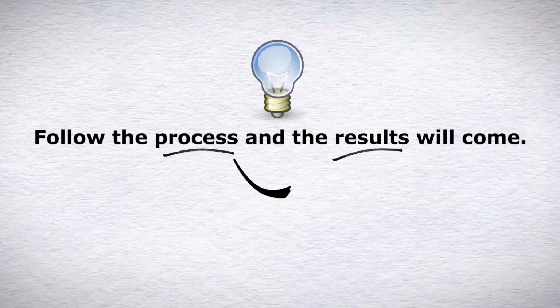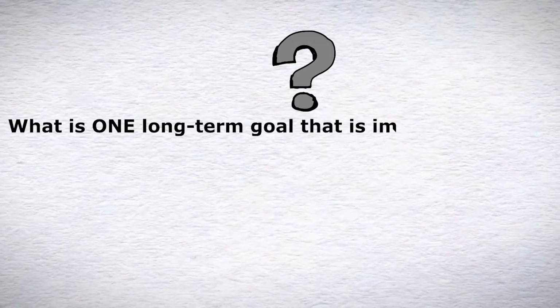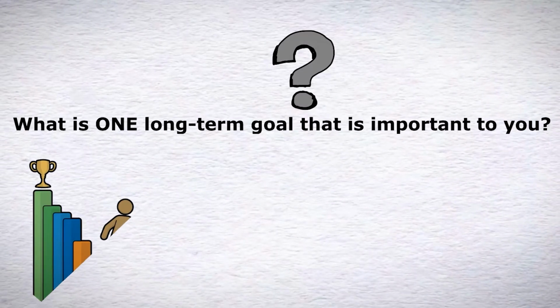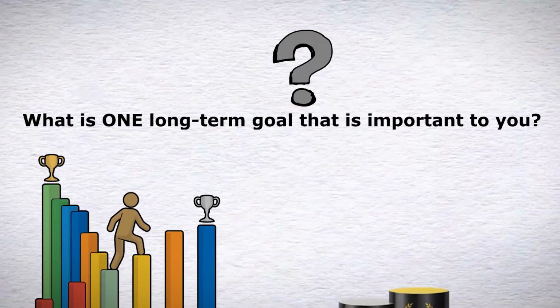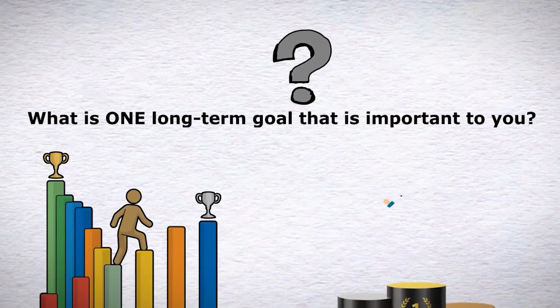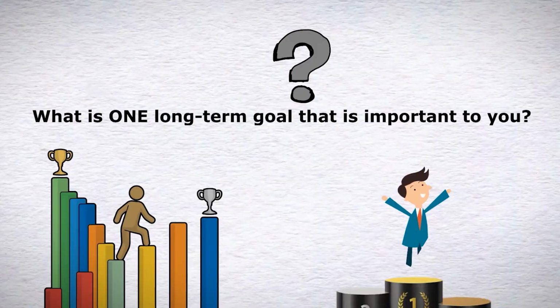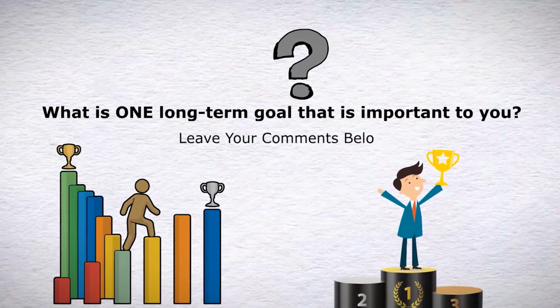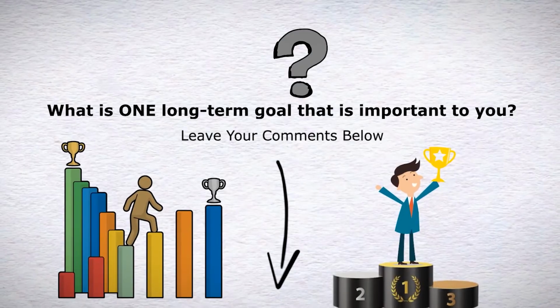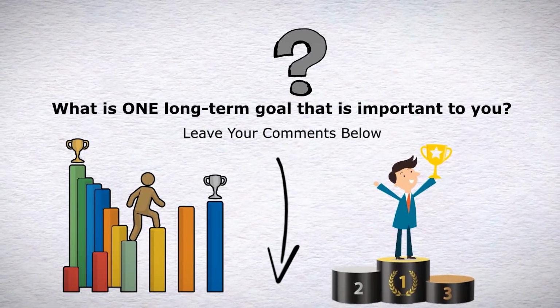Now it's your turn to participate in the conversation by answering a few simple questions. What is one long-term goal that is important to you? If it's an outcome goal, is there a way to break it down into a process goal with controllable actions and behaviors? To get a little encouragement, I recommend leaving a comment in the description box about the process goal you will set for the next few months.